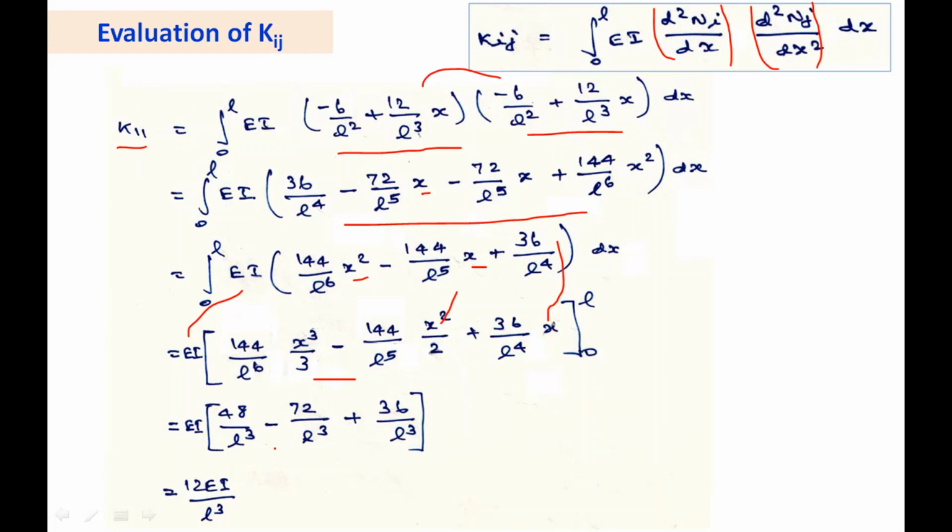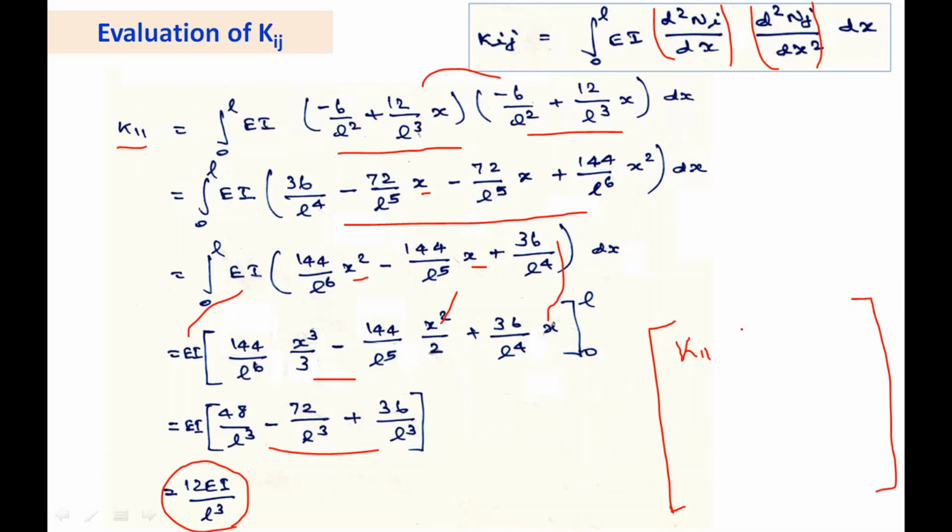Here L by L power 4, so you will get L cube. So on simplifying this, finally we are getting 12 EI by L cube. So this is the one term of the stiffness matrix. If the stiffness matrix is a 4 by 4 matrix, the first term alone we are evaluating. So K11 of the stiffness matrix we are evaluating, it is 12 EI by L cube.